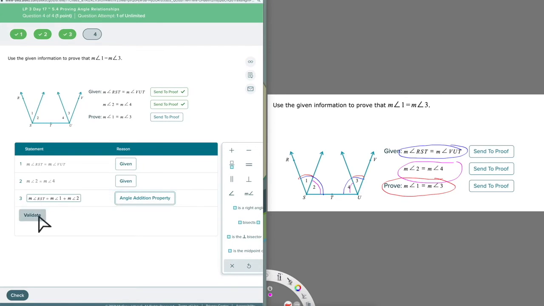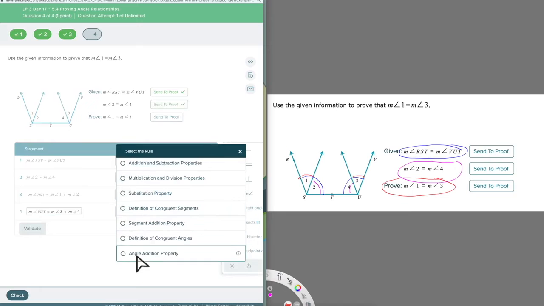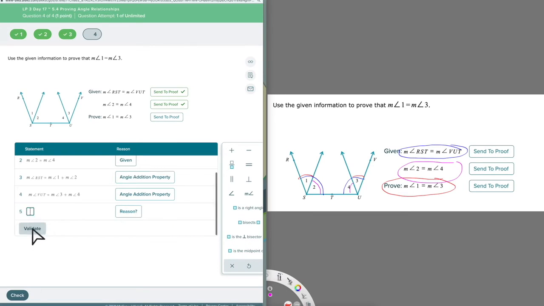Let's go ahead and validate. Perfect. And then we have VUT, and that's going to be equal to angle 3 and, oops, 4. And the reason again is angle addition. I'm just showing what those two larger angles are equal to in terms of the smaller ones. But remember, we already know that RST is equal to VUT.